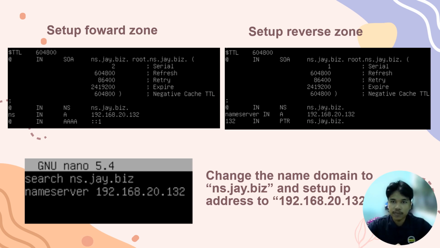For the reverse zone, it's the same thing. We just need to enter the PTR record, which is the last part of the IP that we're using, which is 132, and change the localhost into our name server, which is ns.js.biz. After that, we need to change the domain name into ns.js.biz and set the IP address to it. The command for this is nano /etc/resolv.conf. In the search line, we need to change the localhost into the name server that we put, and for the nameserver we assign the IP address that we assigned.